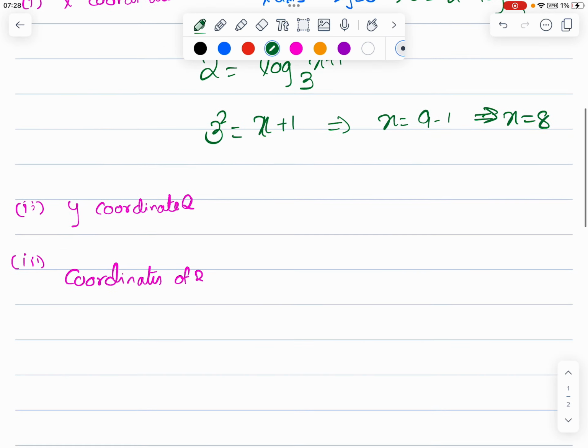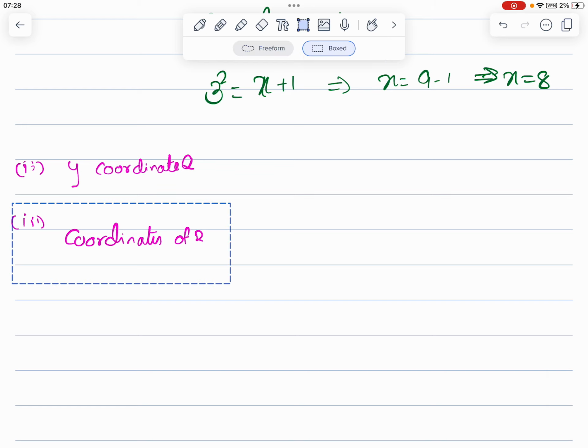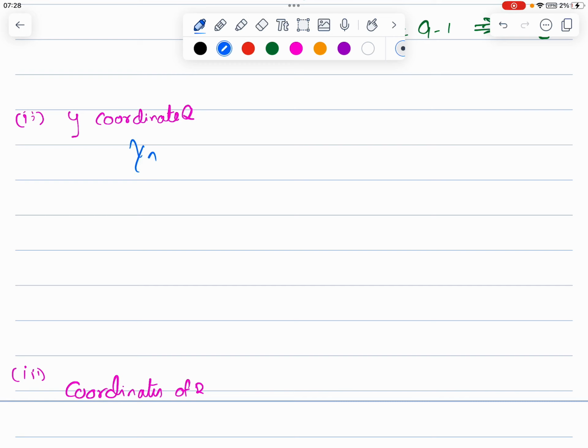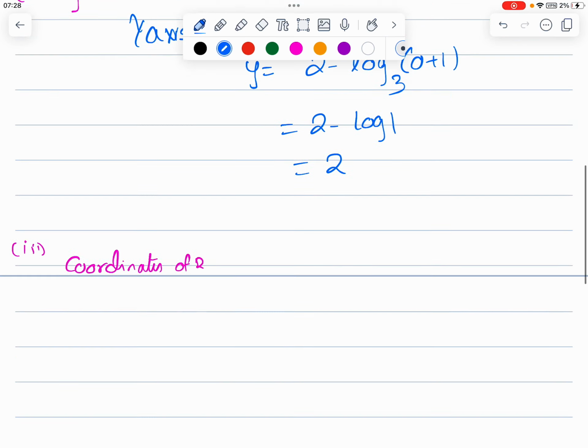Now the y coordinate of Q. Where is Q? Q is on the y-axis. Y-axis means x equals 0. So y equals 2 minus log of 0 plus 1 to the base 3. Log 1 is 0. So the answer is going to be 2.